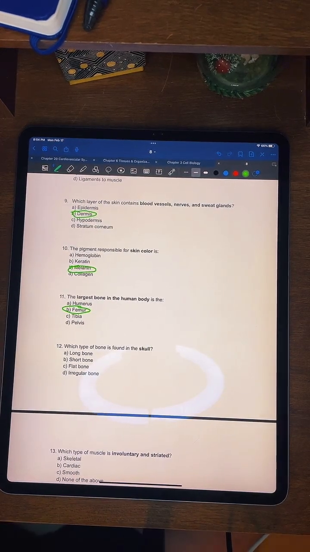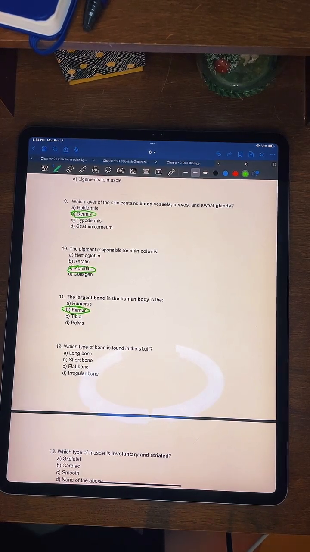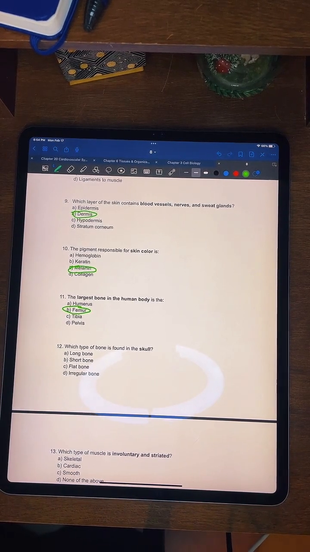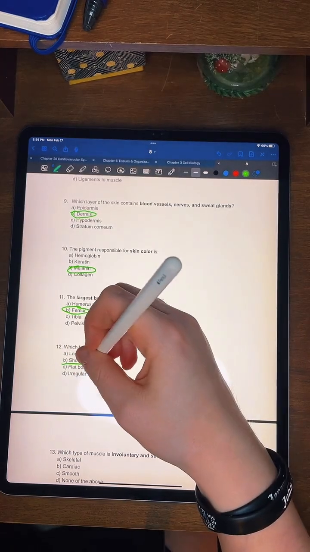Just give us a couple of minutes here while we work through some of these problems. Anyway, what type of bone is found in the skull? Is it A, long bone, B, short bone, C, flat bone, or D, irregular bone? That's number 12. C, yeah. It is C, flat bones.